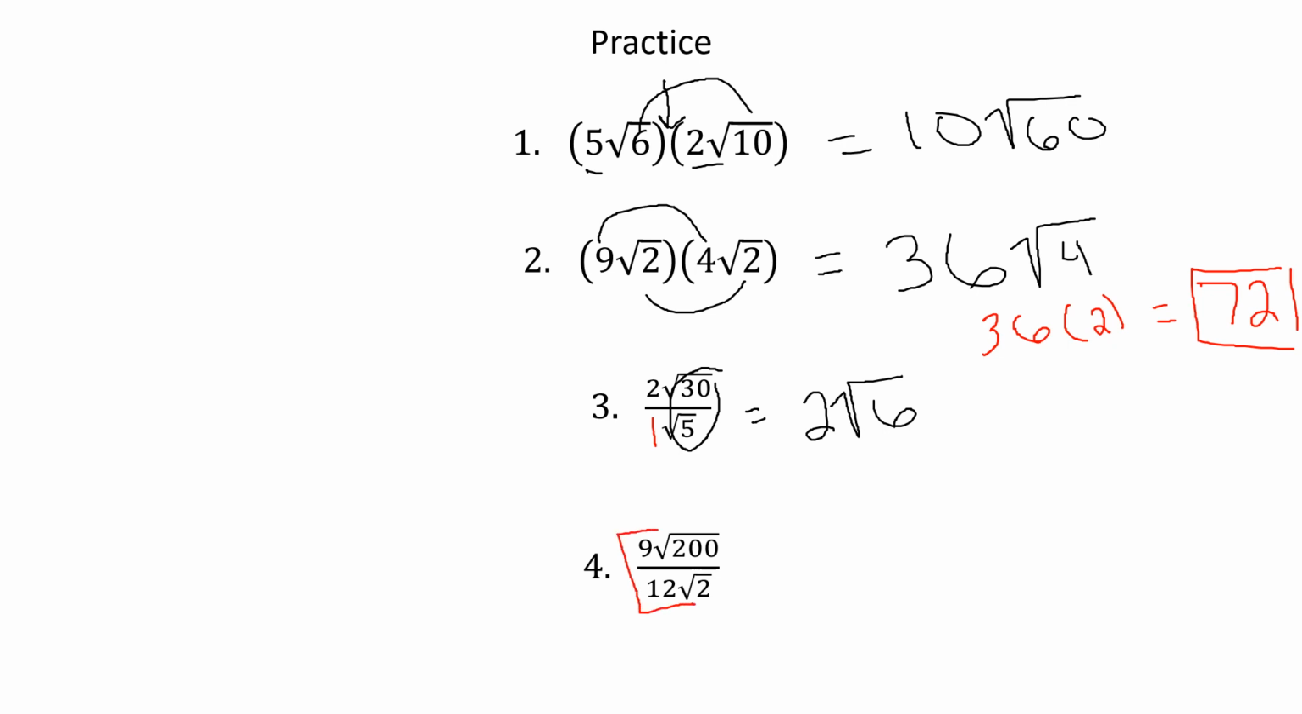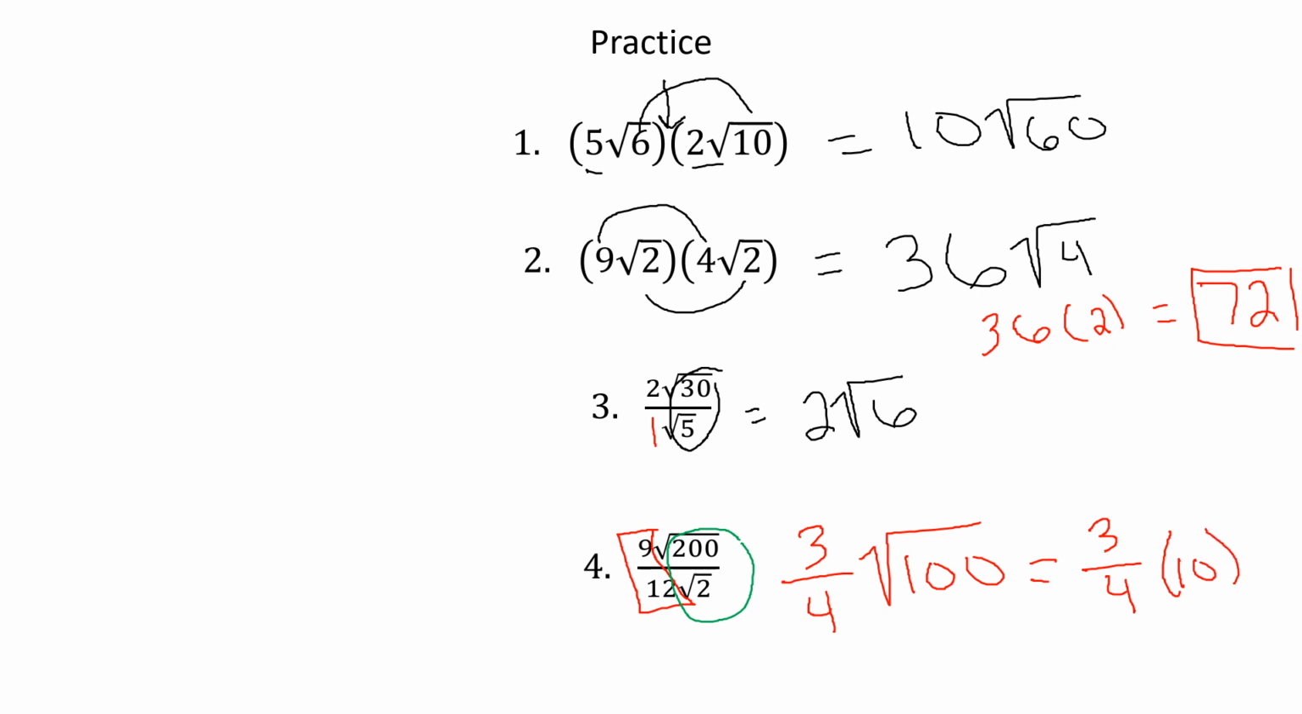Number 4 is slightly different. 9 over 12 doesn't become a whole number. As a fraction, it reduces to 3/4. It's going to stay as 3/4. Now if we look at 200 over 2, we're dividing, so we divide. 200 over 2 is 100. So what we have is 3/4 times the square root of 100. And again, the square root of 100 can actually simplify. The square root of 100 is 10. So technically I have 3/4 times 10, which is 30 over 4, which reduces down to 15 over 2.